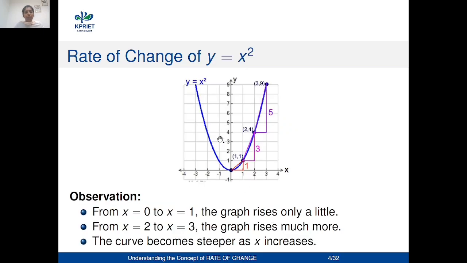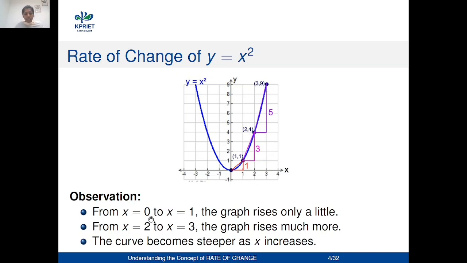Let us understand that with the help of a simple function. Let us take y equal to x square. Here is the plot of the function y equal to x square. Can you observe that at the point x equal to 0, the function takes 0, and for the point 1, it is 1 square, so the answer is 1. For 2, it is 4, and for 3, it is 9.